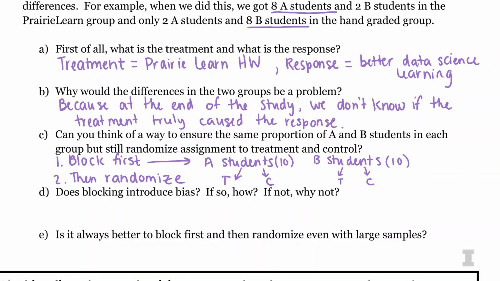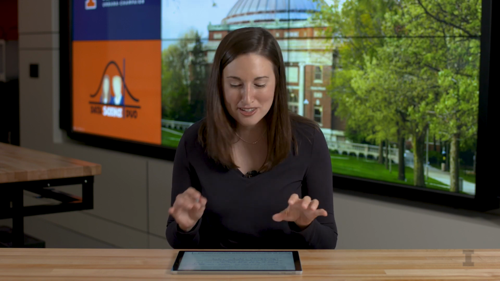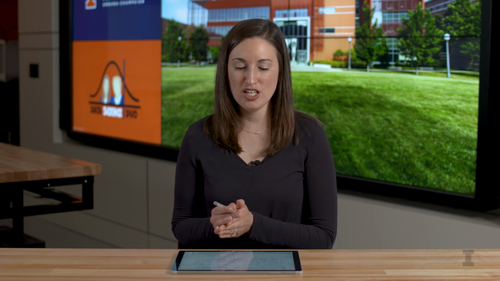And a lot of times when people hear, okay, well, the researcher is dividing the subjects into A and B students, isn't that introducing bias? But because we're ending with that randomization, there actually is no additional bias introduced. And that's why blocking is such a cool tool that we can use to help ensure that our groups are balanced when we have a small sample size.